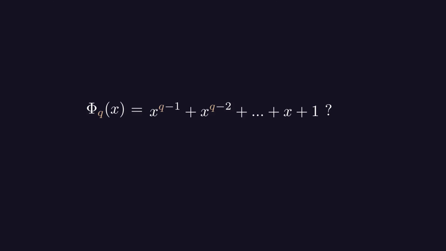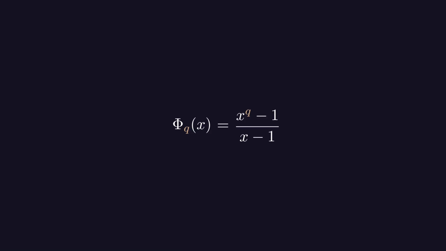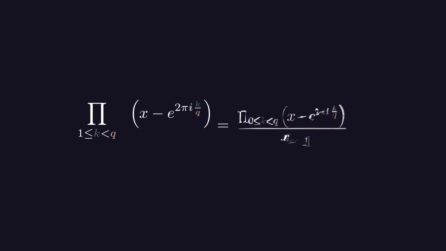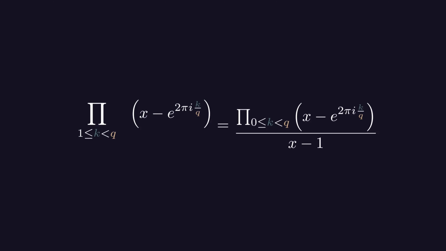In fact, you would be correct, and you could begin proving this by rewriting the right-hand side using the geometric series formula. We can rewrite the left-hand side using our definition from earlier, and observe that k being relatively prime to q is the same as q not dividing k. If k is at least 0 and less than q, then the only way that q can divide k is if k equals 0, so our set of conditions just becomes 1 is less than or equal to k is less than q. On the right-hand side, we can factor x to the q minus 1 using the qth roots of unity. Observing that the denominator is just x minus e to the 2 pi i 0 over q, and cancelling terms, we end up with the same thing on both sides of the equation.